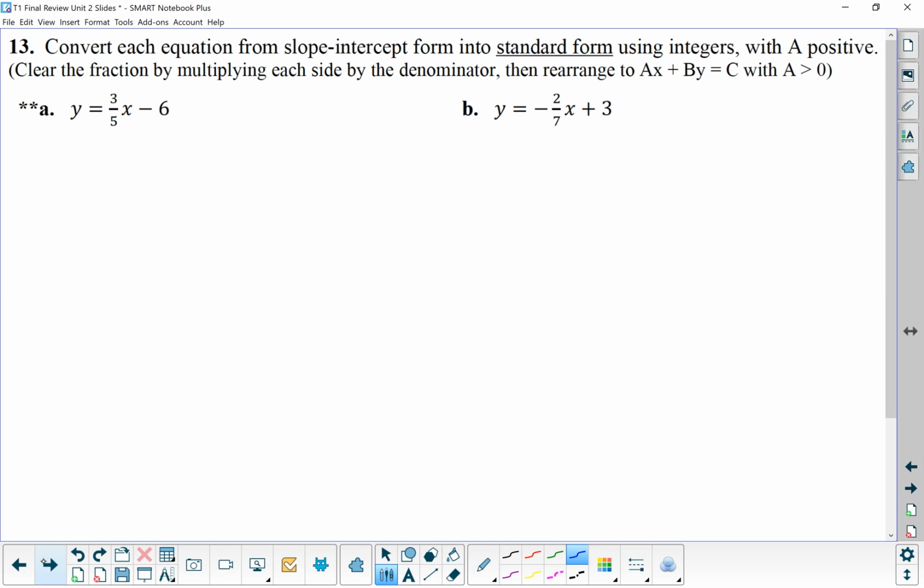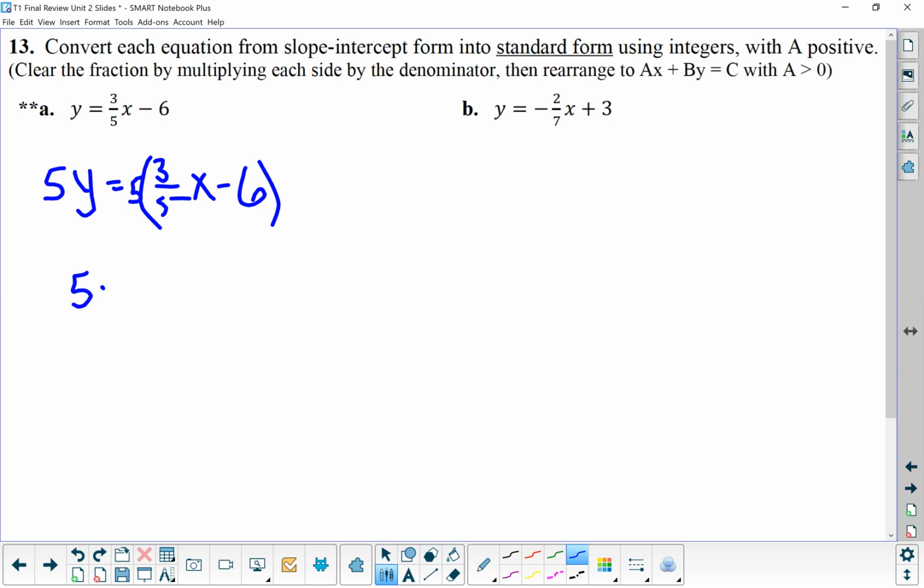We could also go from slope intercept to standard form. So again, A has to be positive. We want to clear the fractions by multiplying by the denominator. So I'm going to rewrite this equation real quick. y equals 3/5 x minus 6. And the first thing I'm going to do is multiply both sides by 5.